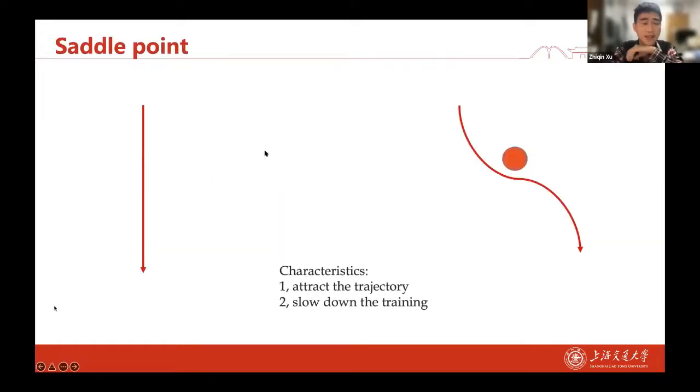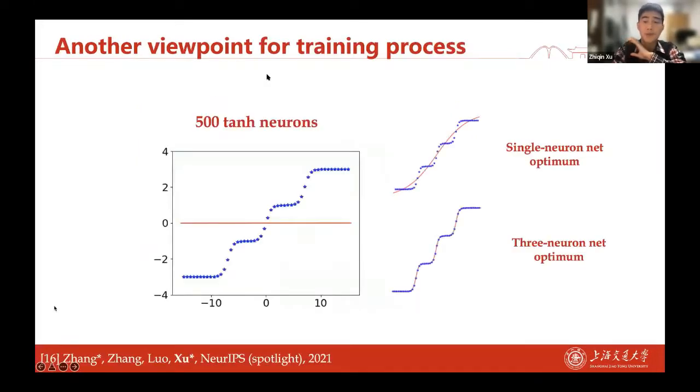Now let's take a look at this example. Suppose training starts from an initial state and goes to a final state. But if along the trajectory there is a saddle point, this saddle point will attract the training trajectory, but it will also slow down the training. This is a characteristic of the saddle point. Now let's take another viewpoint on the training process. Previously, we looked at it in the Fourier domain. Now let's look at the spatial domain.